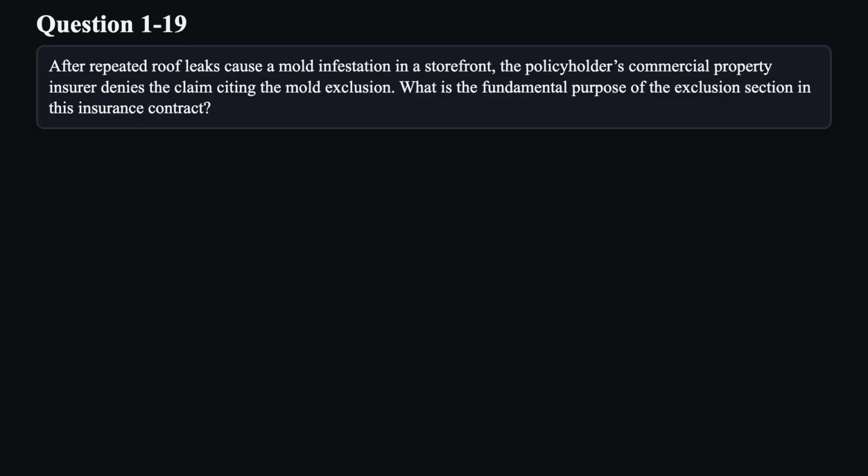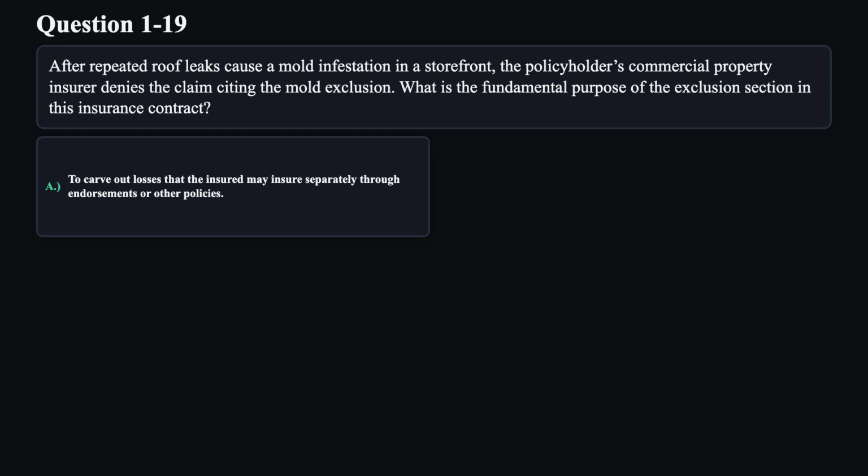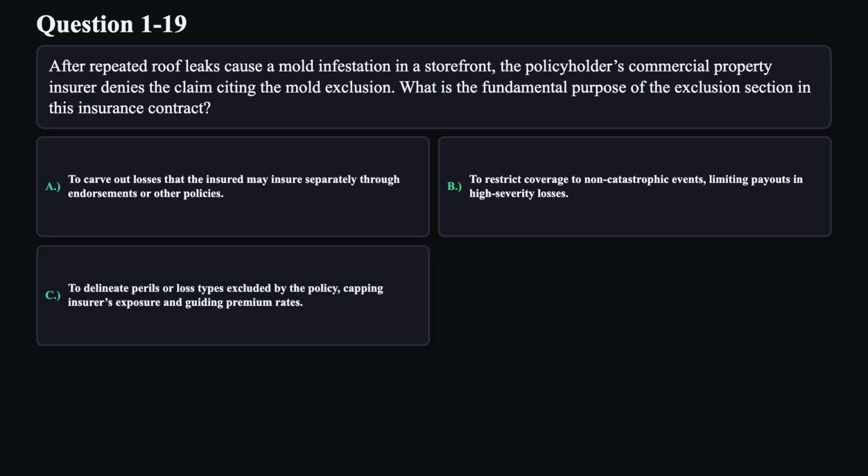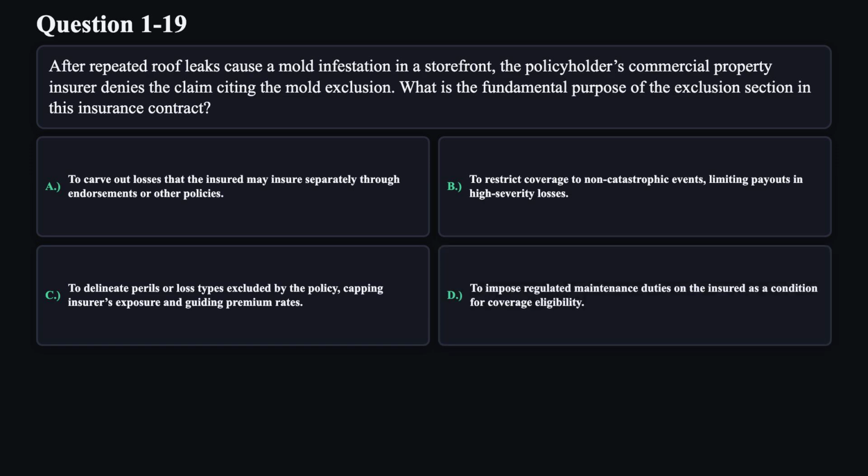Question 19. After repeated roof leaks cause a mold infestation in a storefront, the policyholder's commercial property insurer denies the claim citing the mold exclusion. What is the fundamental purpose of the exclusion section in this insurance contract? A. To carve out losses that the insured may insure separately through endorsements or other policies. B. To restrict coverage to non-catastrophic events, limiting payouts and high-severity losses. C. To delineate perils or loss types excluded by the policy, capping insurers' exposure and guiding premium rates. D. To impose regulated maintenance duties on the insured as a condition for coverage eligibility.